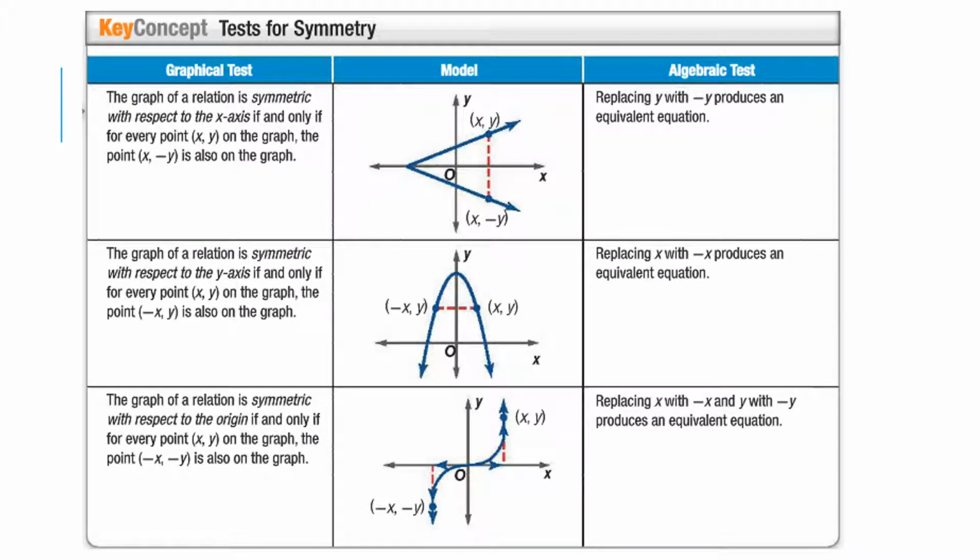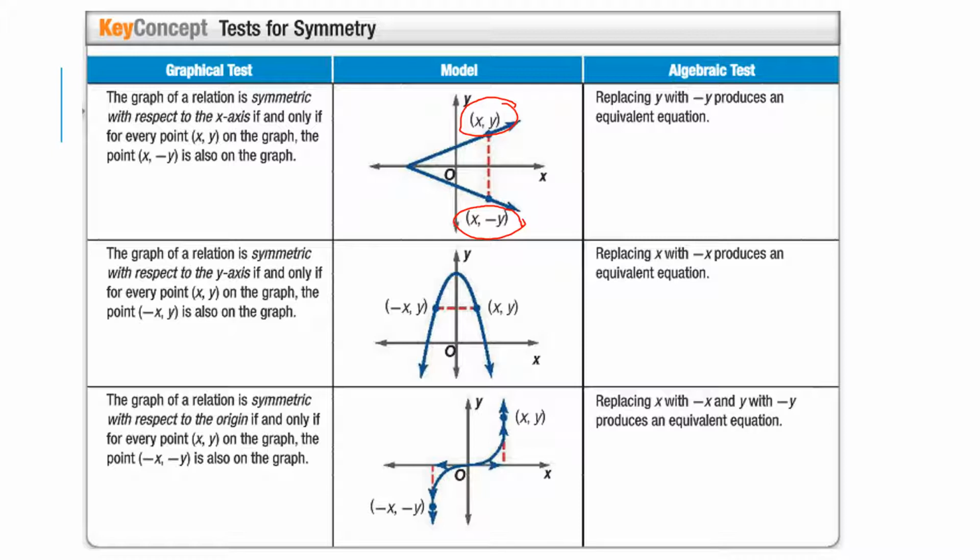Now, the last thing we're going to do today is talk about symmetry. There is symmetry around the x-axis, the y-axis, and the origin. Okay, so the x-axis means like the x-axis is my mirror, and you will find points on each side. The relationship here is really important as we start testing functions and we don't want to graph them.